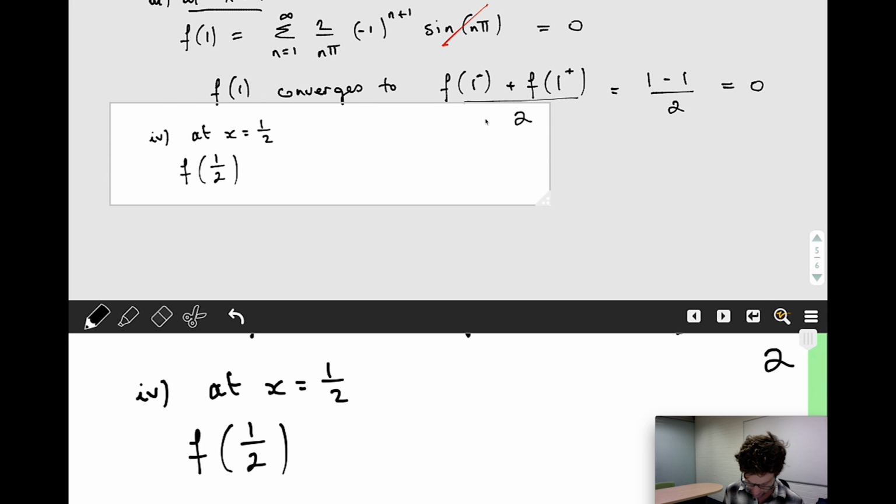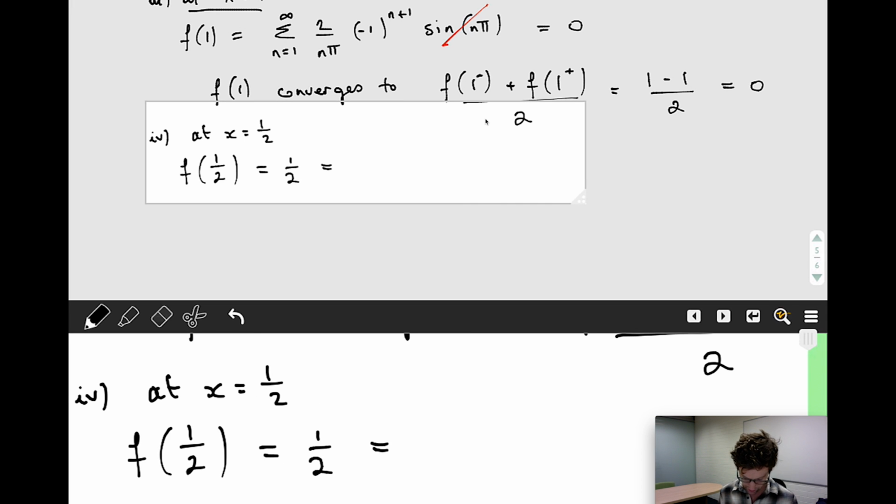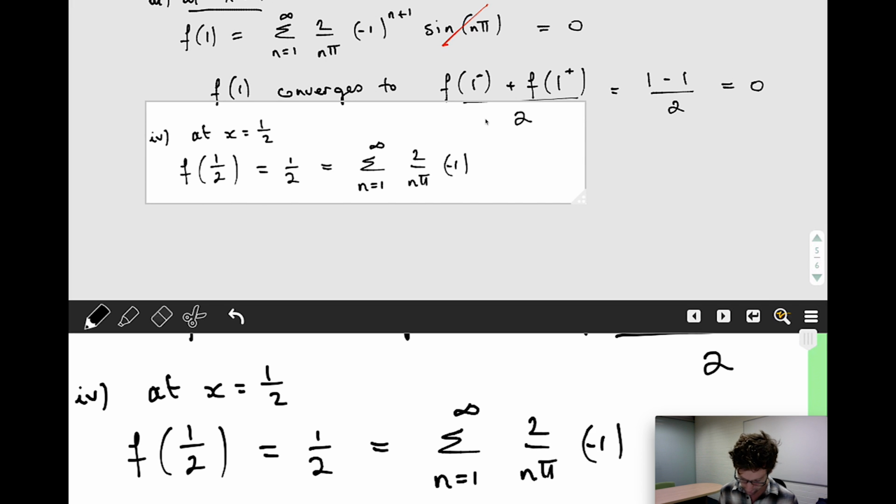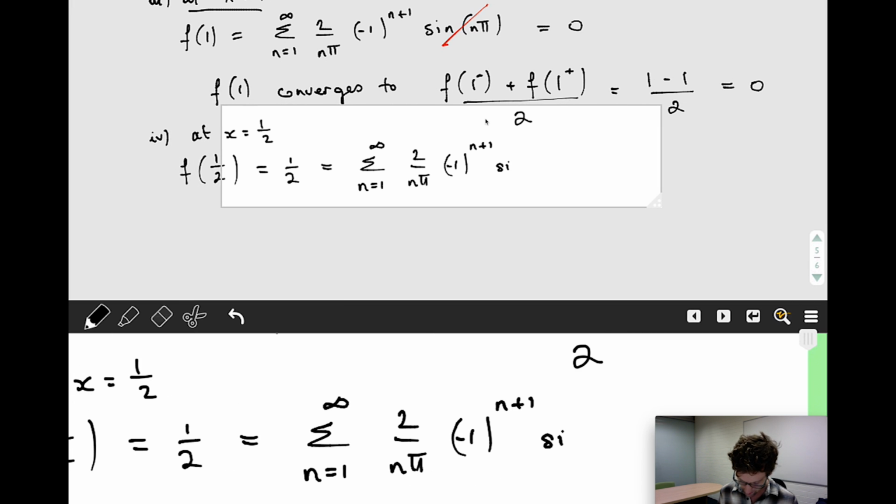So I'm going to get this is equal to 1/2. And this is going to be equal to, from my Fourier series, the sum from n equals 1 to infinity of 2 over n pi, minus 1 to the power of n plus 1, times sine n pi x. So this time x is equal to 1/2.